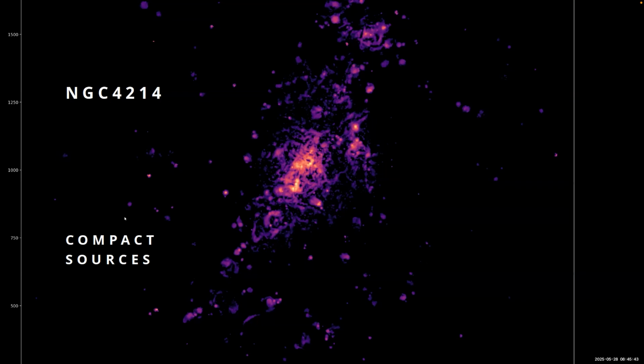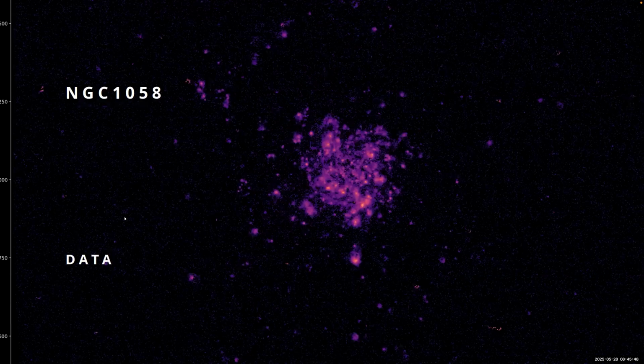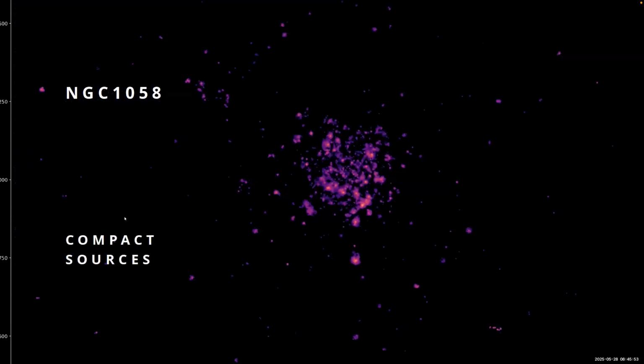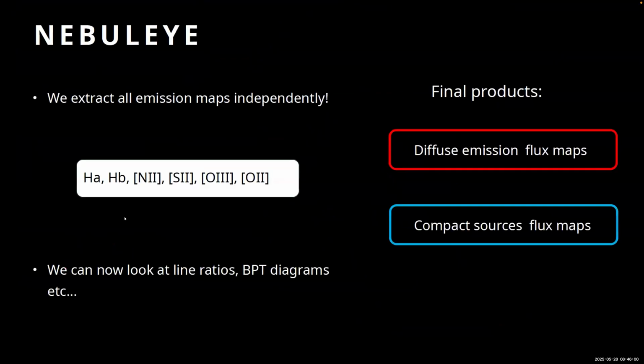That's pretty nice. Here is another example, NGC 1058, which is a spiral galaxy. Again, this is the H-alpha emission. Here's the diffuse, and here are the compact sources. So we really see that we separate the two components. Now, that's going to start to be really interesting. The only thing we needed to do this is one free parameter, which is the weight of the fit, and a map. We have done it in H-alpha, but we can do it in all the other lines completely independently, without any prior from the previous extractions.